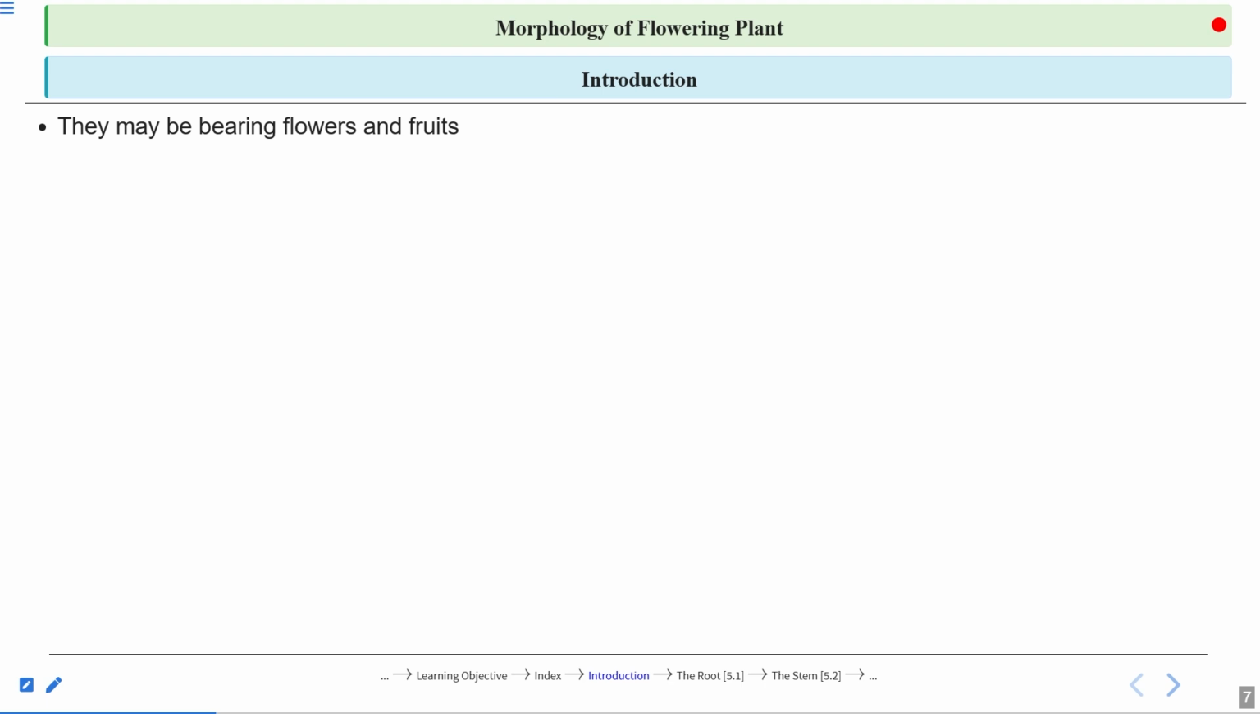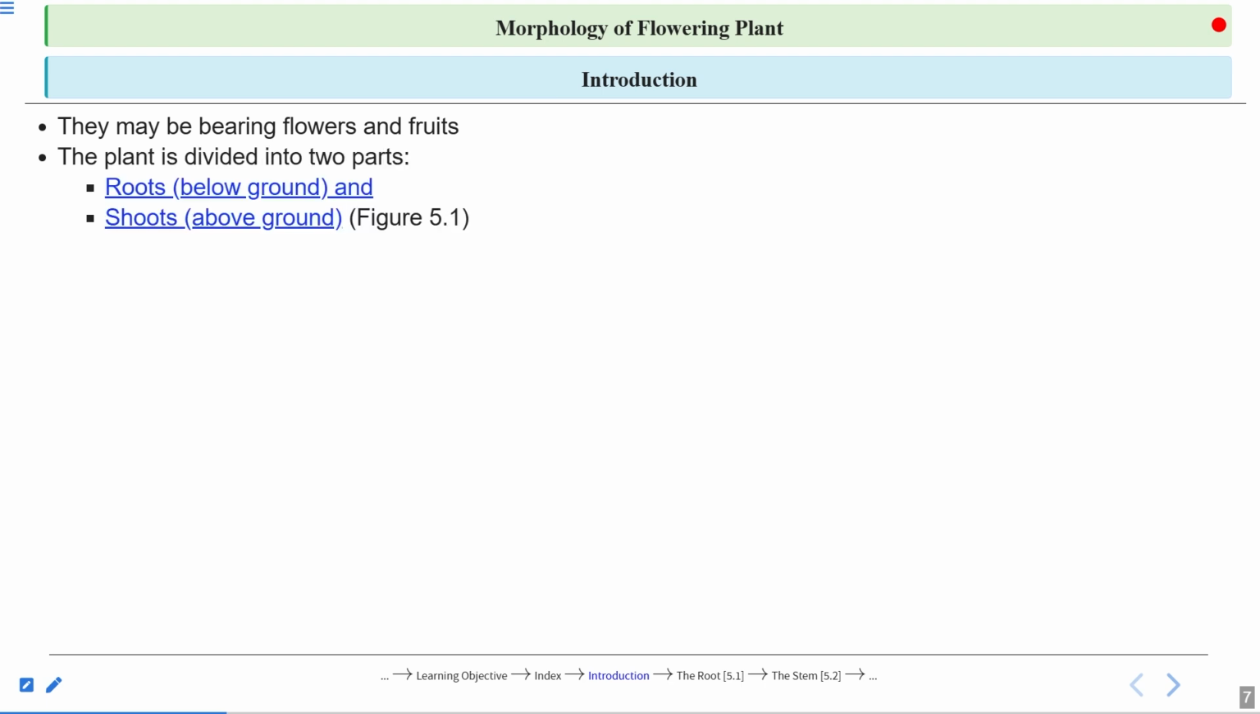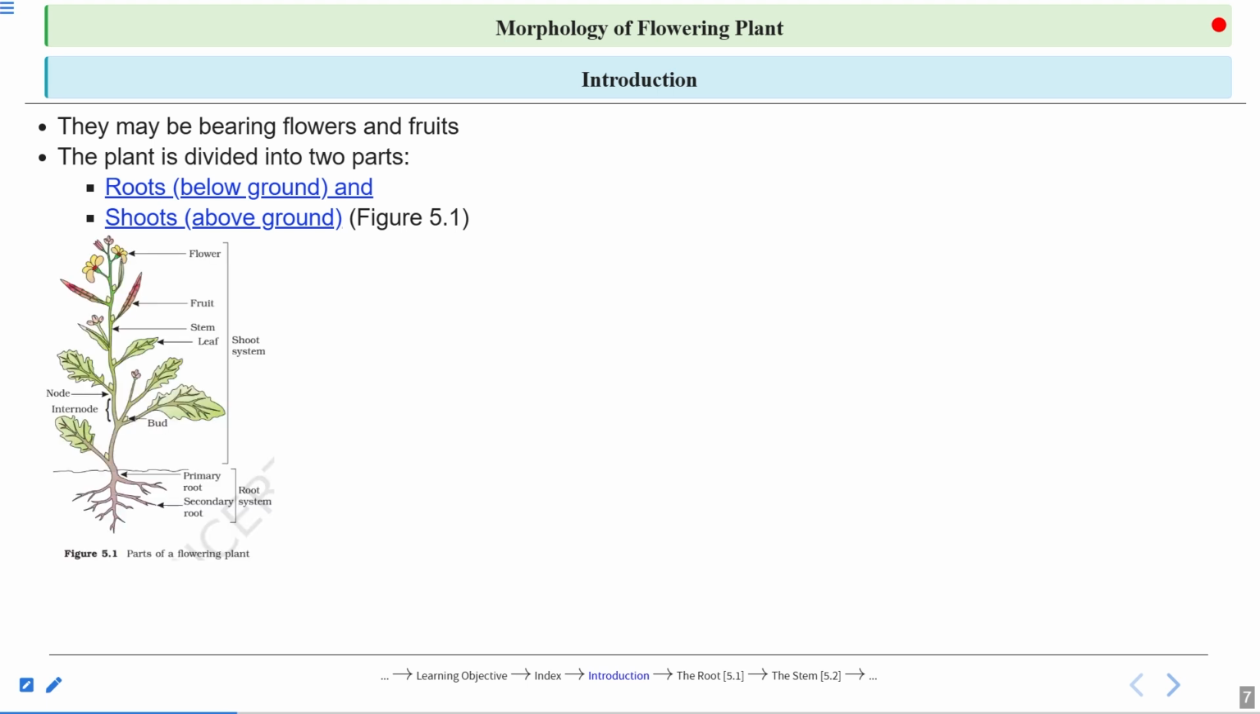Okay, we see in the case of angiosperms that they bear flowers and fruits, and every fruit and flower is again not the same, right? Now the plant is divided into two parts. If you see the whole plant, like in this figure, you can see this is one of the mustard plants.